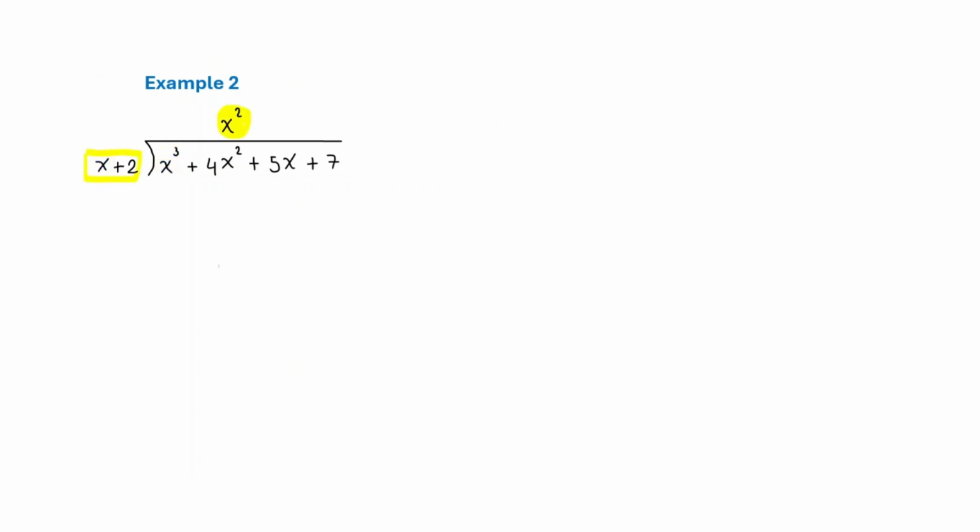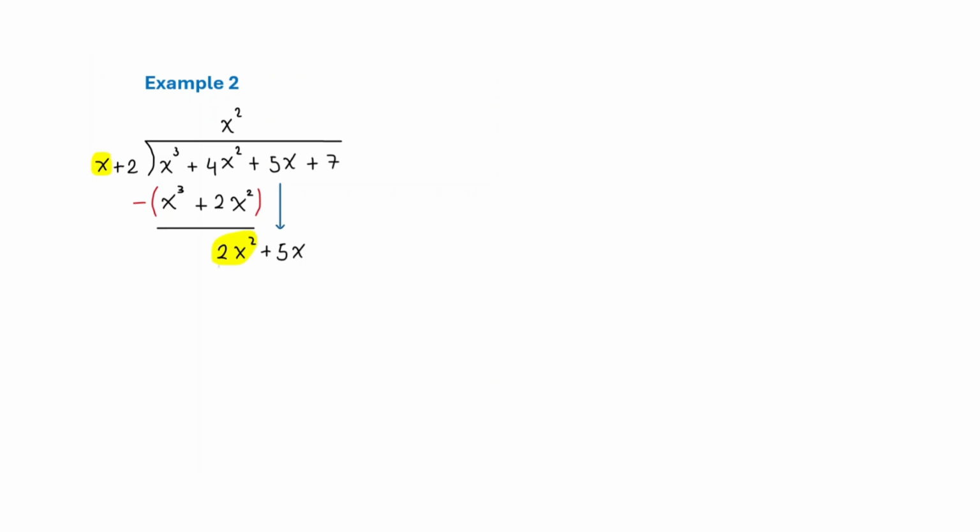Now we multiply x squared by the whole divisor. x squared multiplied by x is x cubed. x squared multiplied by 2 is 2x squared. So we write x cubed plus 2x squared. Now we subtract. x cubed minus x cubed is 0. 4x squared minus 2x squared is 2x squared. Then we bring down the next term, plus 5x. So now we have 2x squared plus 5x.